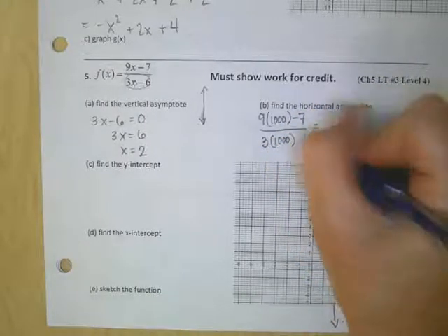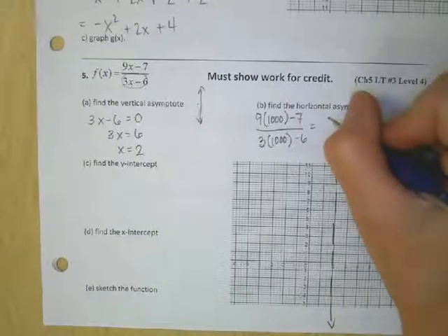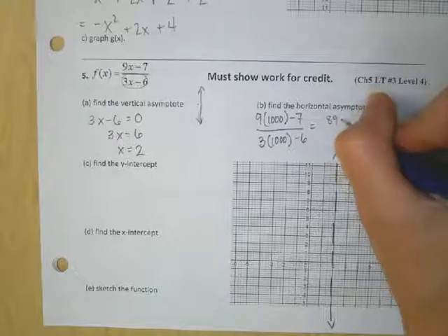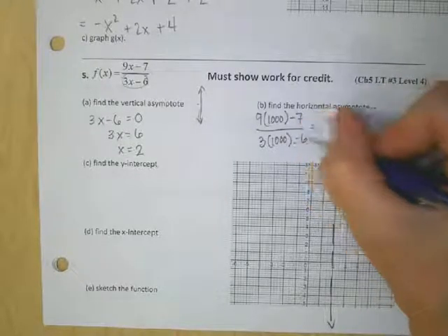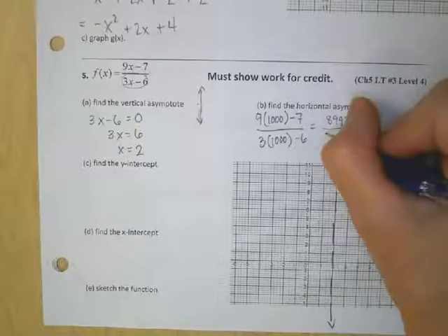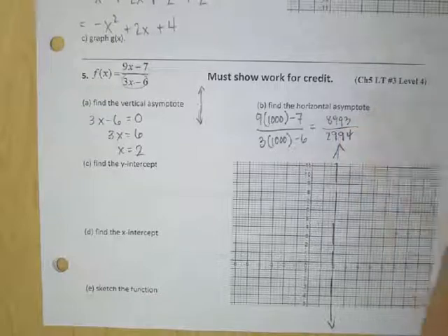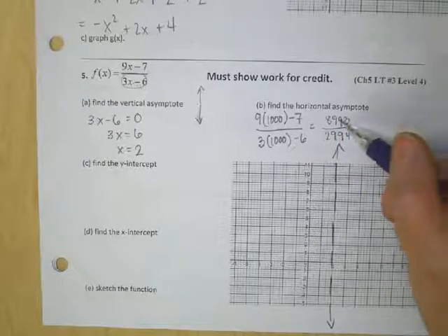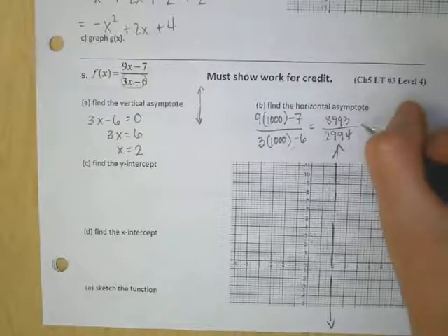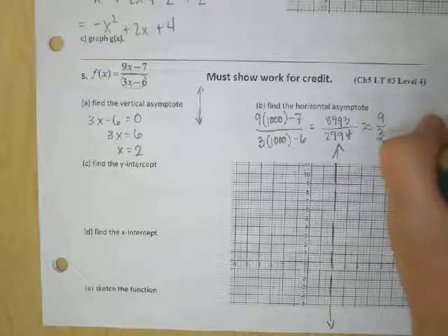So I get 9,000 minus 7. So what is that, 9,000 minus 7? That's 8,993. And on the bottom, 3,000 minus 6, that's 2,994. Okay, without a calculator, right? This is without a calculator. Well, that's about 9. That's approximately 9. This is approximately 3. So what's 9 divided by 3?